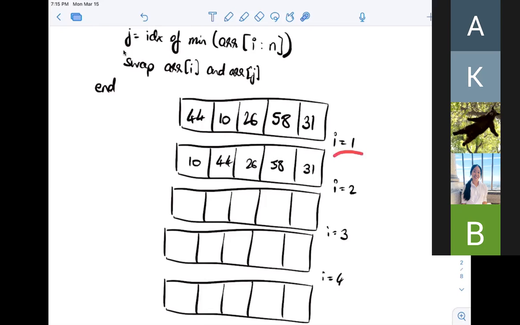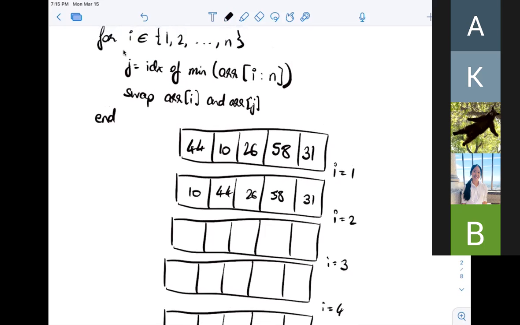Also, I'm using one indexing like Julia because we're going to be using Julia code to actually visualize this in a bit. Okay. Next up, I'll leave the pseudocode over here. What happens next? You can just tell me this thing swaps with this thing.